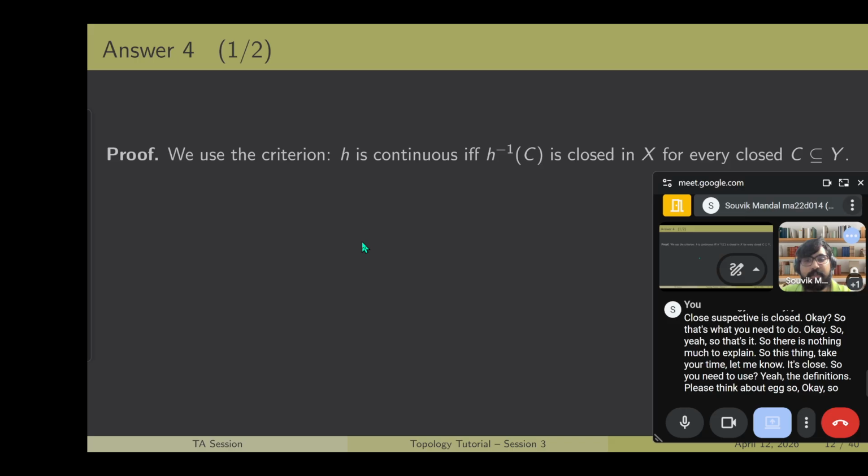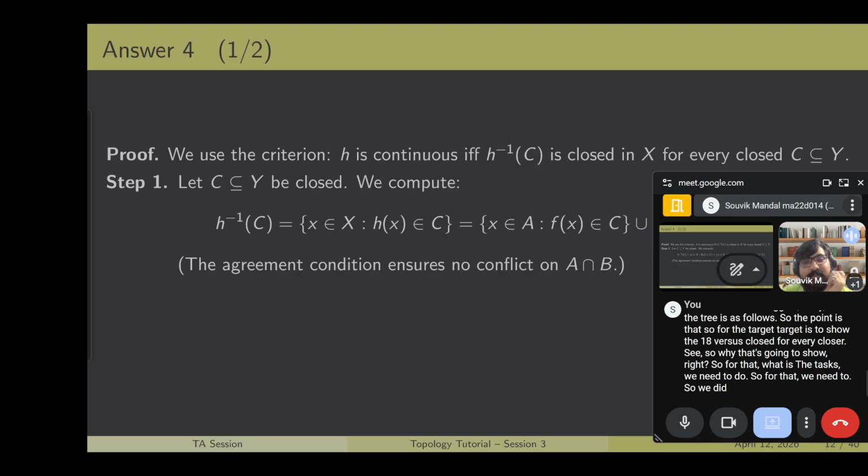Okay, so the trick is as follows. What is the target? The target is to show that H inverse C is closed for every closed set C. So for that, what is the task we need to do? The trick is to write H inverse C as H inverse C intersection A union H inverse C intersection B, right?